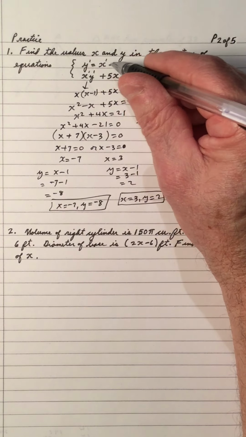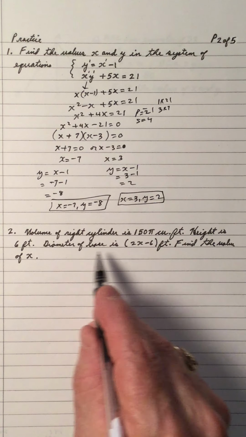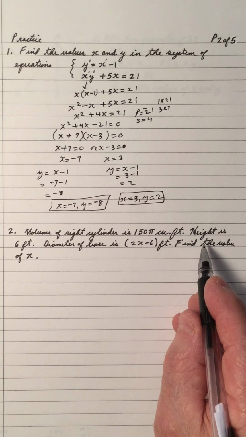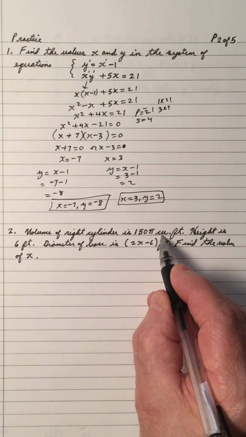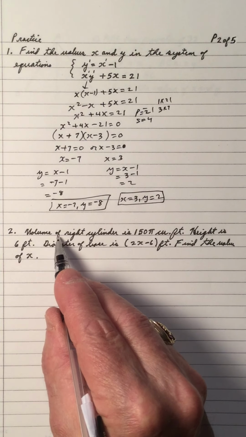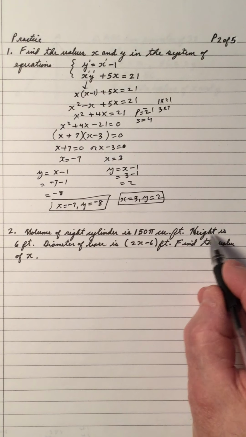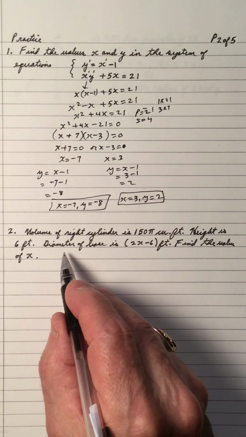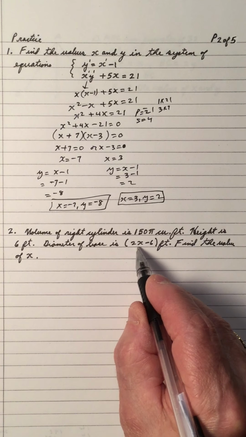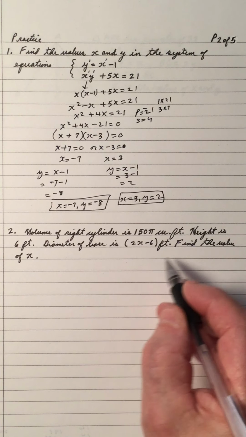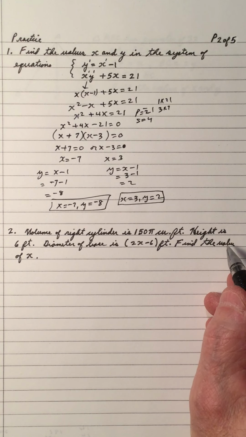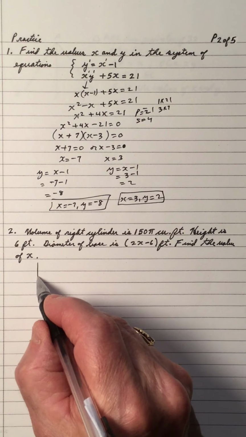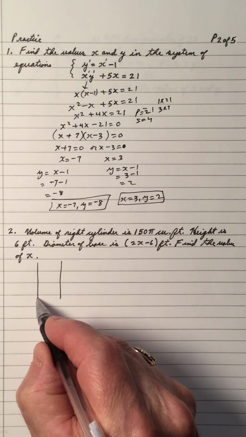Let's do another one. Again, you can pause the video at any time and work out these questions and see if you get them right before I do. The volume of a right cylinder is 150 pi cubic feet. The volume is 3 dimensions, so it's cubic. The height is 6 feet. The diameter of the base is 2x minus 6 feet. Find the value of x. So what we have is a right cylinder, which looks like this.